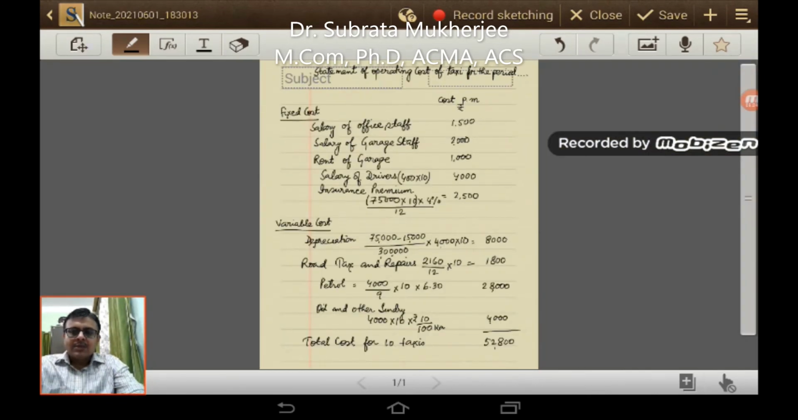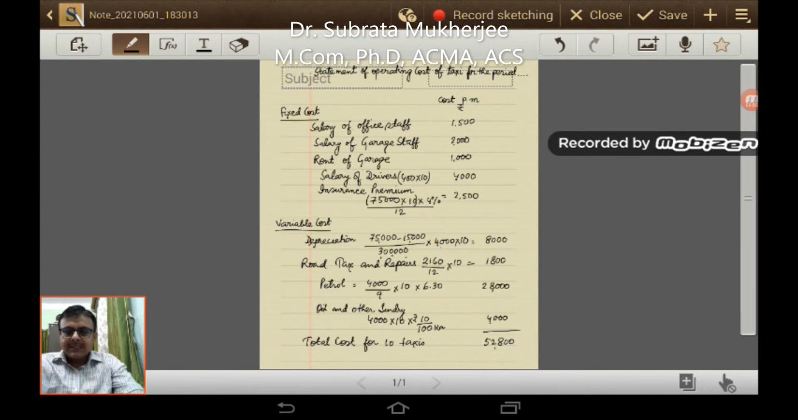So this is the total presentation of total cost for 10 taxis. This is calculated at 52,800. So this is the total statement that I have prepared. Fixed cost I have segregated and the variable cost I have calculated separately, and the total cost is 52,800. This is the total cost for 10 taxis.